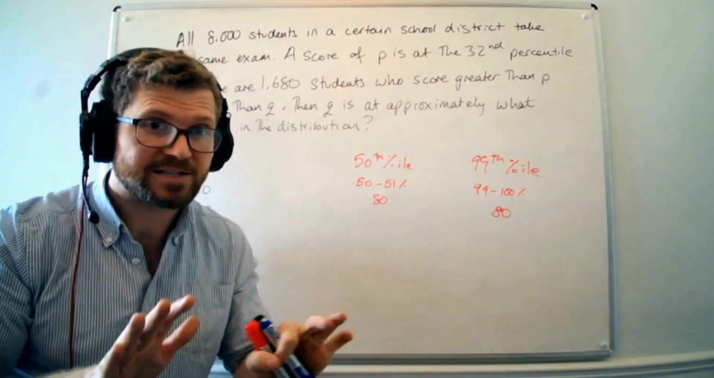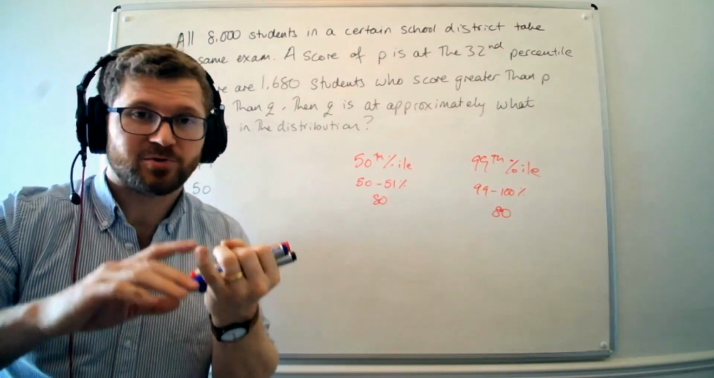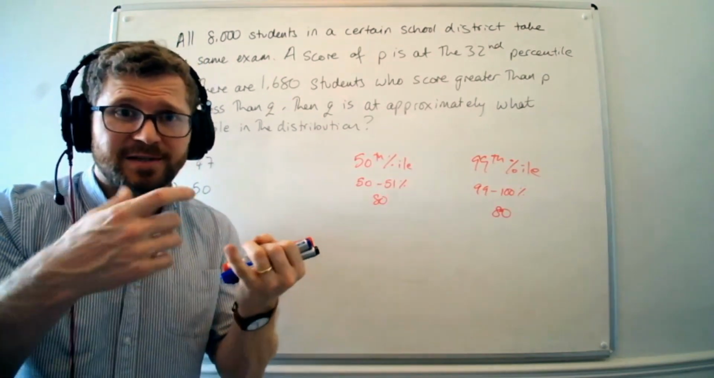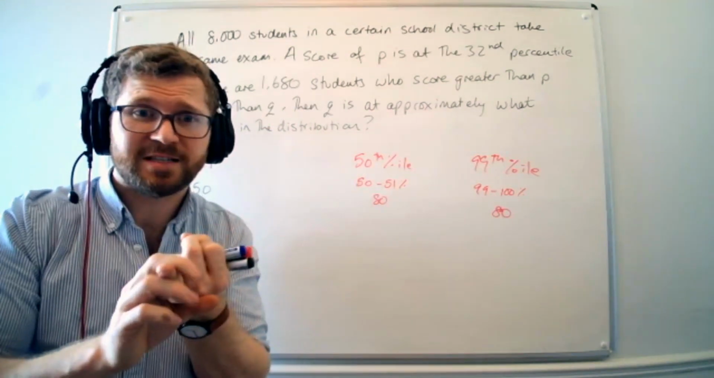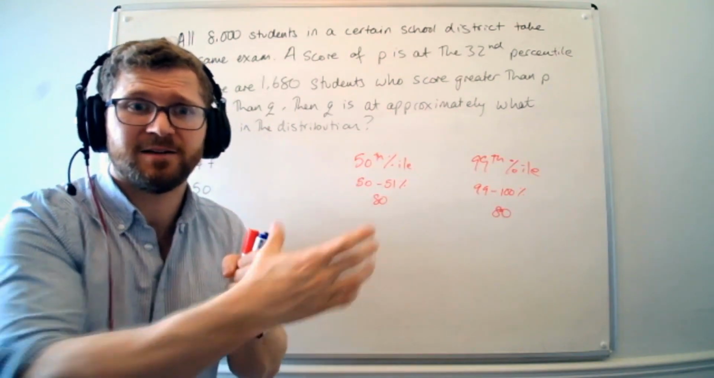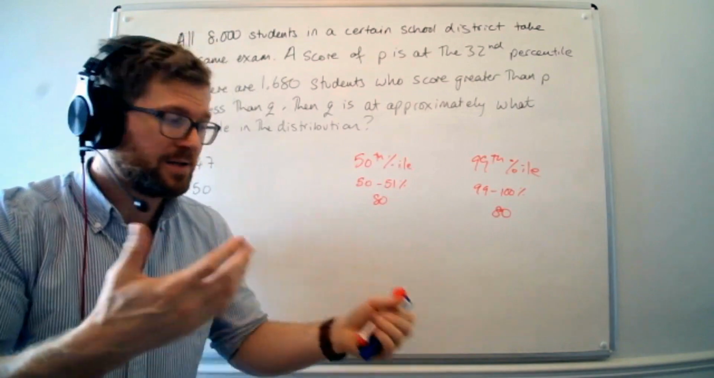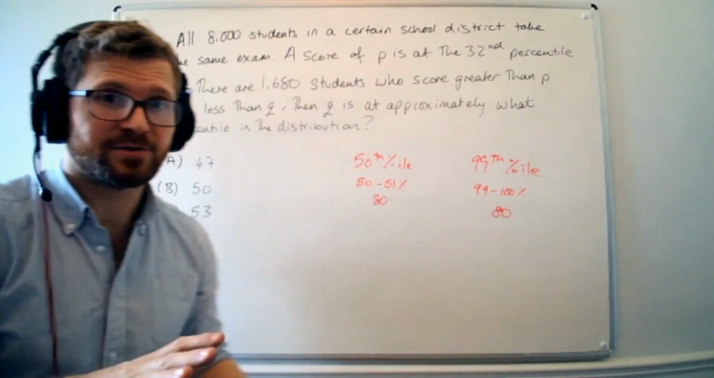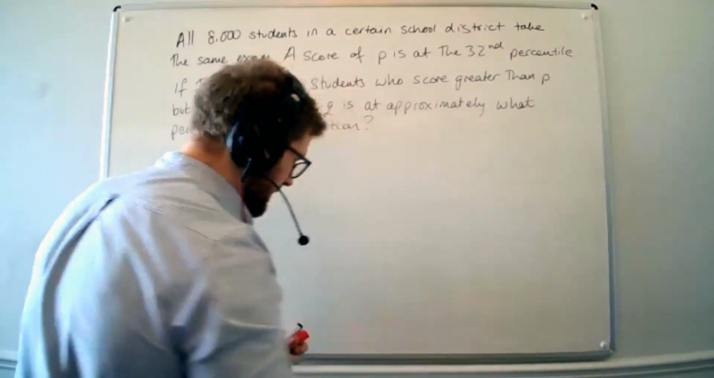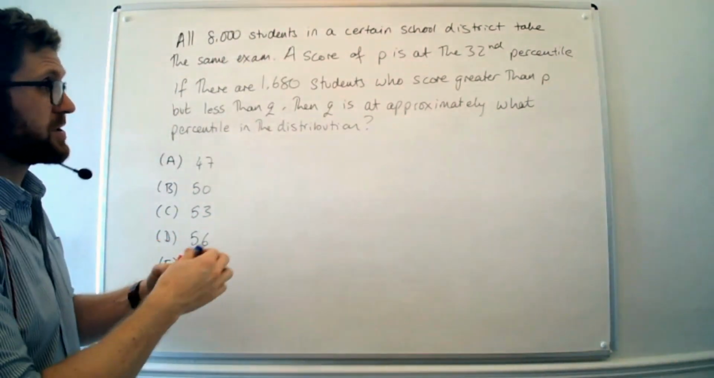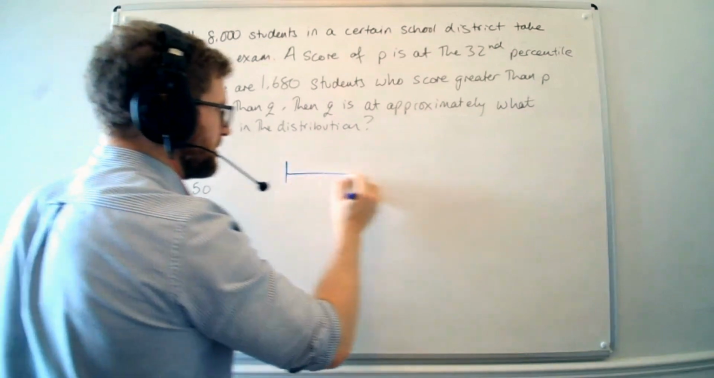Far, far less likely to see it, but you can also talk about quintiles, splitting the data up into 5 equally sized chunks. In this case, that would be 1,600 students. Or even deciles, splitting the data up into 10 equally sized chunks. And so in this case, we're dealing with percentiles, so each of our chunks is just going to be 80 students.